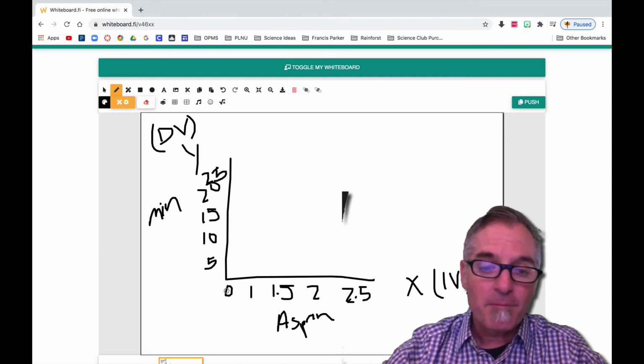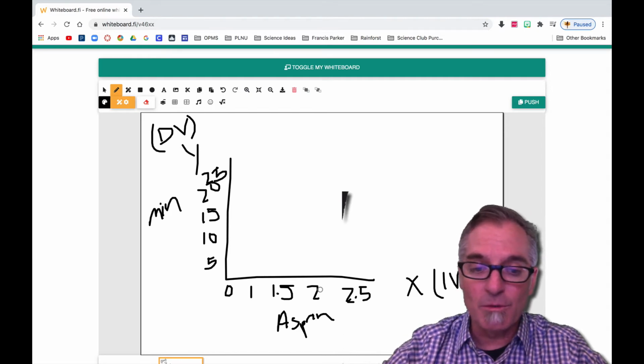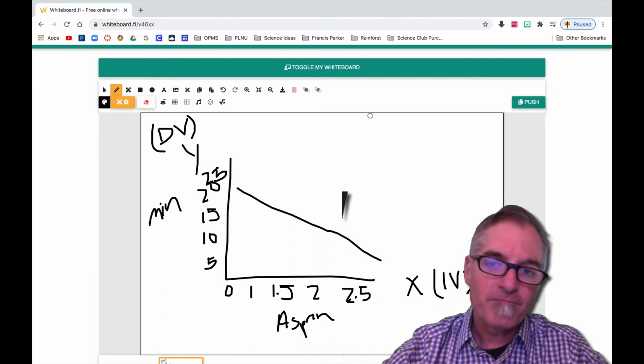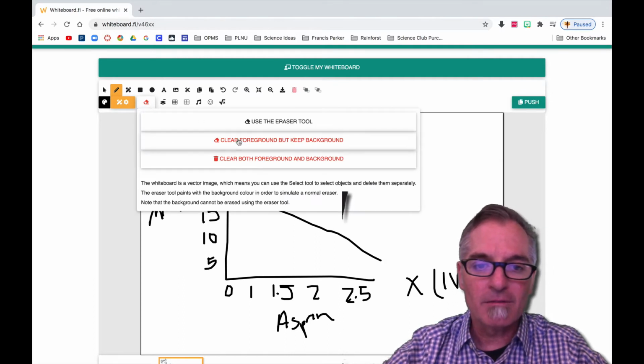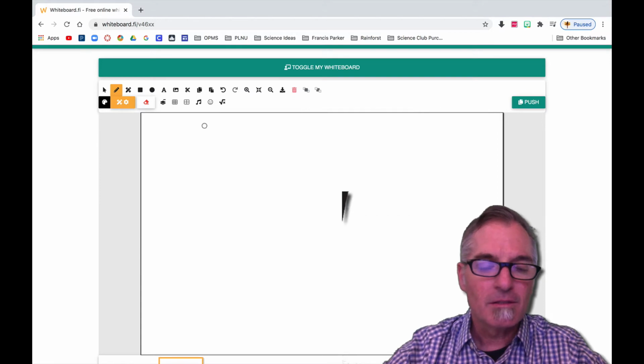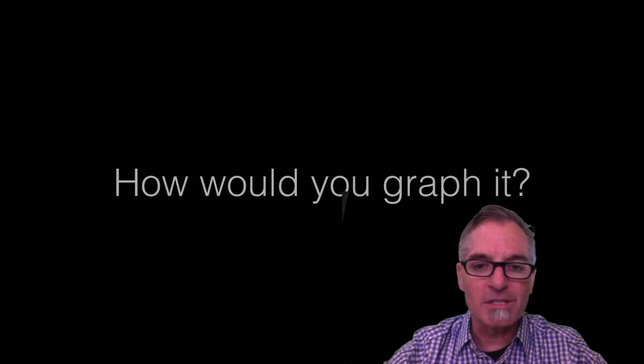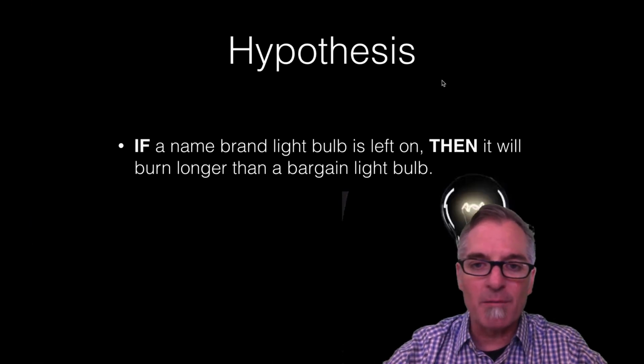But again, if these aspirin really do work, right, and the time, so I would think maybe it would look something like this. Maybe up here you don't take any, it's going to take a while, but then the more you take, your headache disappears a little quicker. So it might look something like that. Let's clear this. Let's go back, jump into our presentation. Let's go to our next experiment.